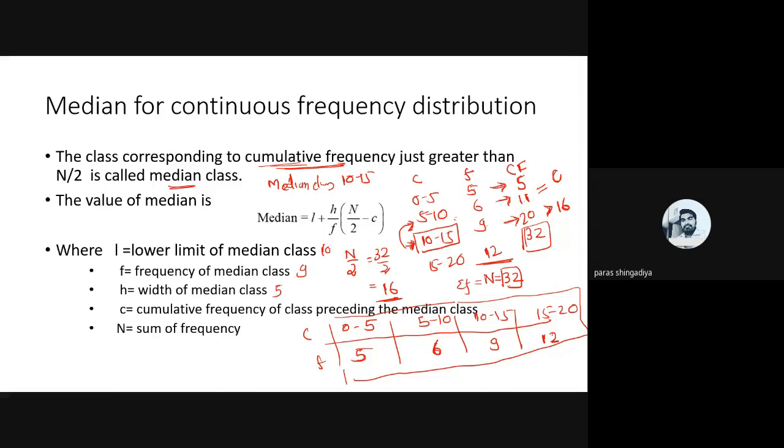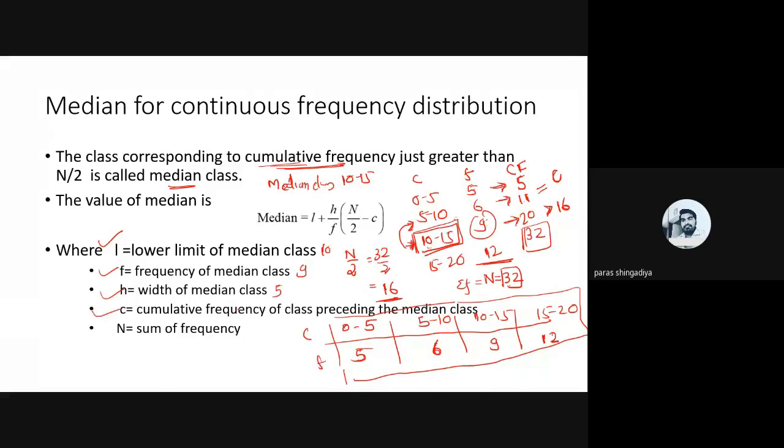So as per the 20, which class is that? 10 to 15. So this will be our median class. Our answer of median will lie in between 10 to 15. As per this median class, we'll now decide the lower limit, that will be 10. The frequency of the median class is 9. The size of the median class is 5.